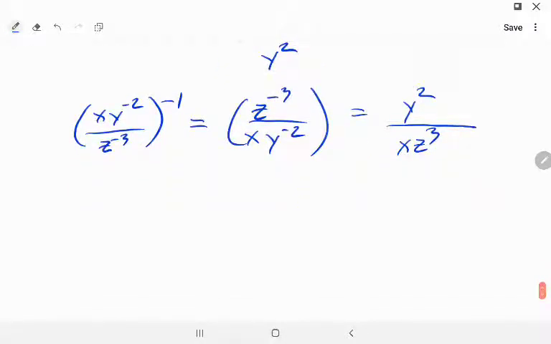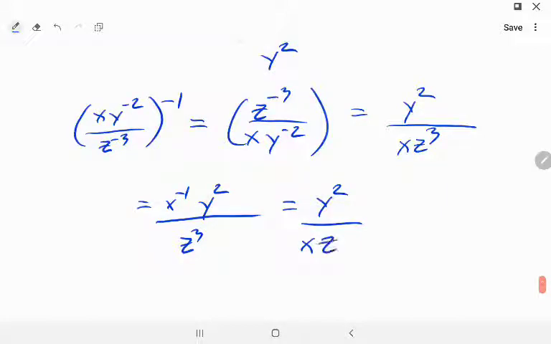Alternatively, we could have written it as x to the negative 1, y to the positive 2, divided by z to the positive 3, and then we would have had a little bit less work. We would have gotten y squared divided by xz cubed. So the question of which way is going to be easier generally depends on the problem, and it's often not easy to tell which way is going to be easier until you've actually done it.